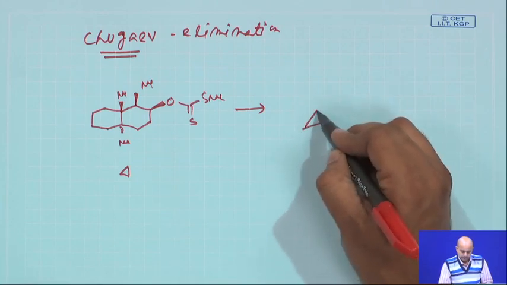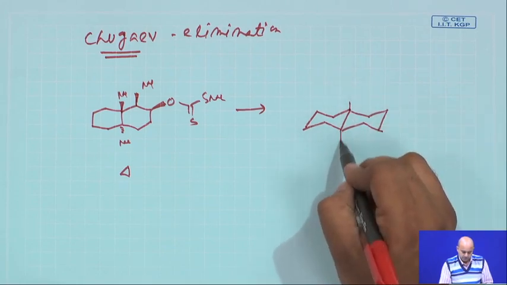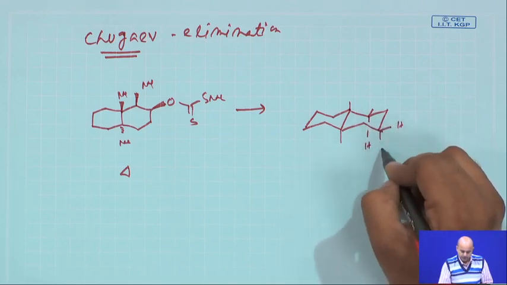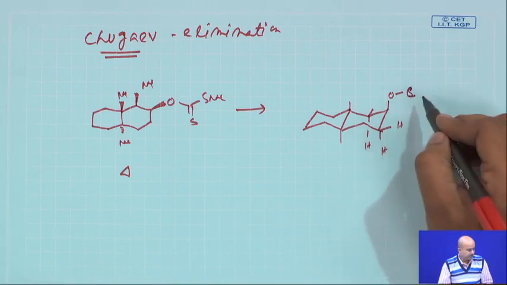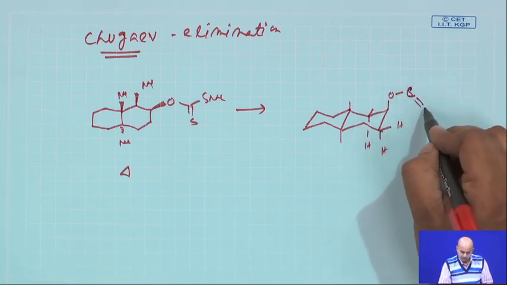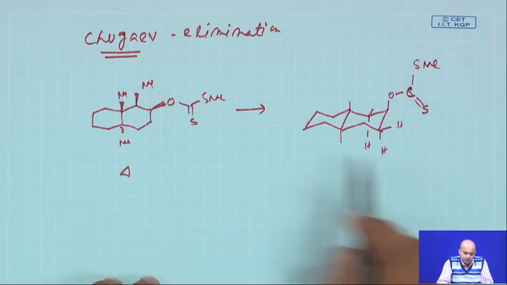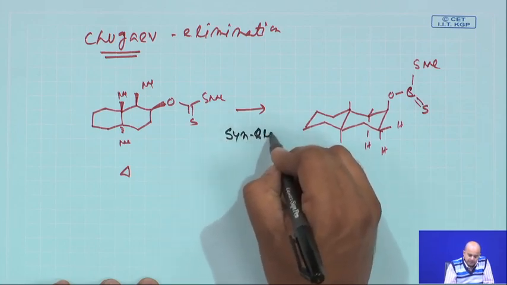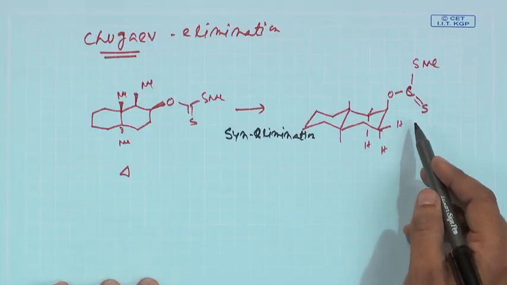Now, I will draw the 3-dimensional picture. This is methyl, this methyl is here, we have this hydrogen below, these hydrogens are definitely there, and then you have this OC double bond S and this SMe. Now, the mechanism proposed by Chugaev says that this elimination is basically a syn elimination. Normally, we always talked about anti elimination, where the hydrogen and the leaving group have to be in an anti-periplanar arrangement, but this is an example where syn elimination takes place.